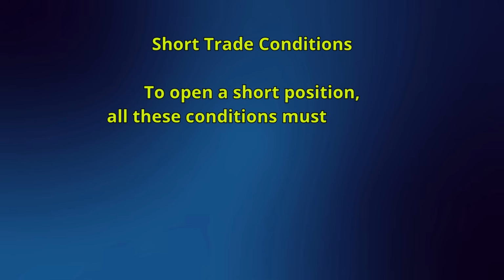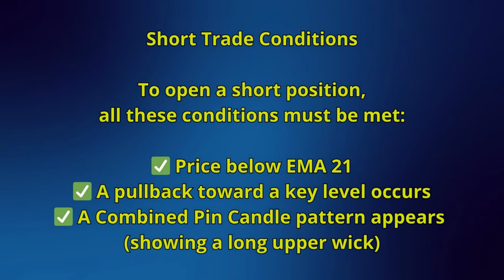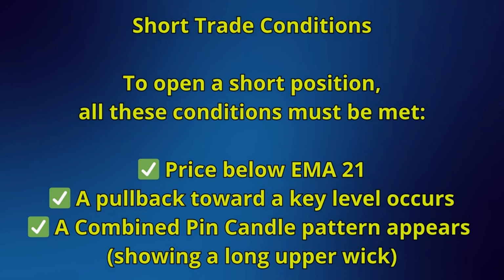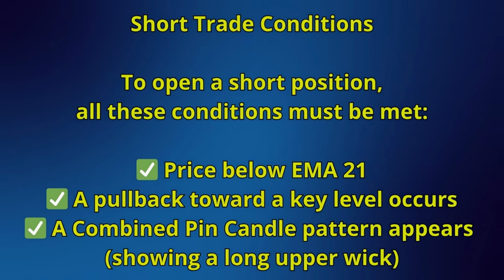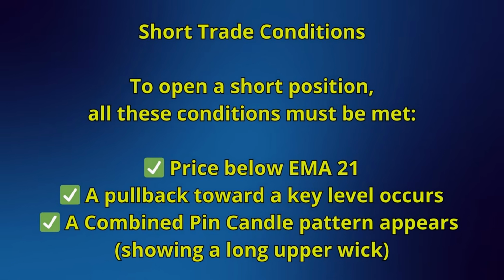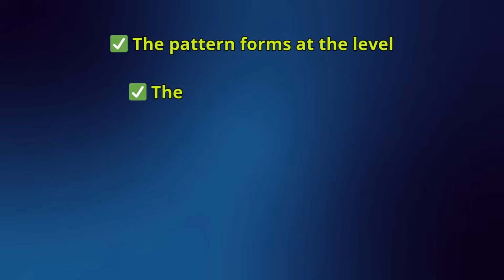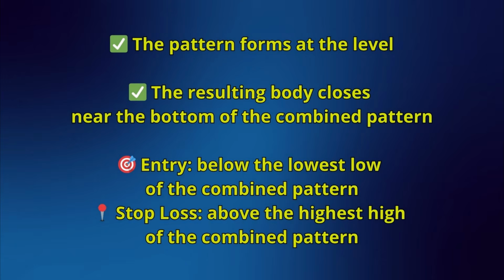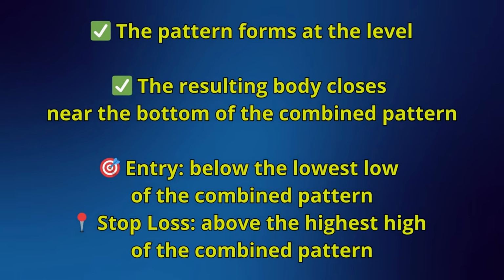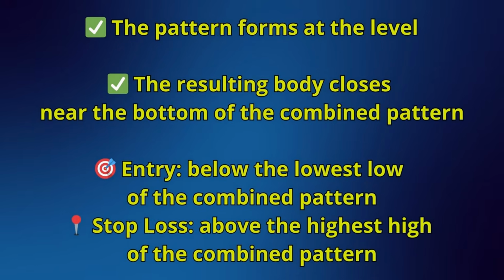The conditions for a short position are the exact mirror of the long setup. We require the price to be below the EMA 21 to confirm a clear downtrend. We then look for a pullback toward a key level where the combined pin candle forms, this time showing a long upper wick. If this pattern forms at the level with the resulting body closing near the bottom, we place the entry just below the pattern's lowest low and the stop loss above its highest high.